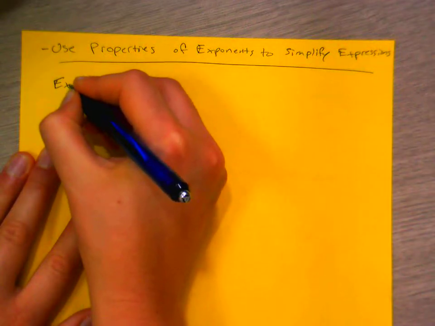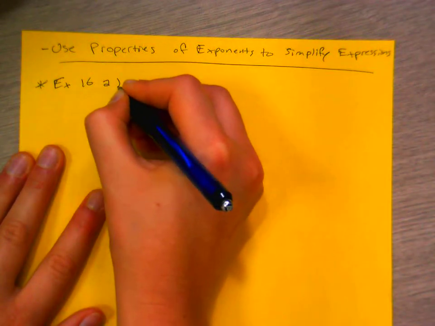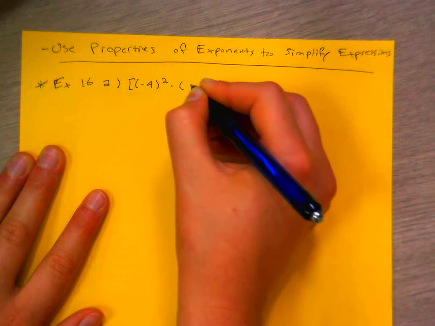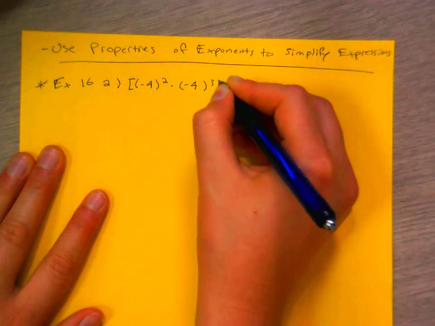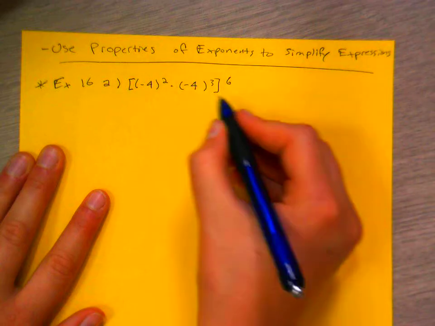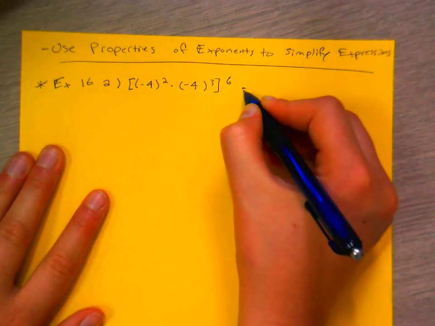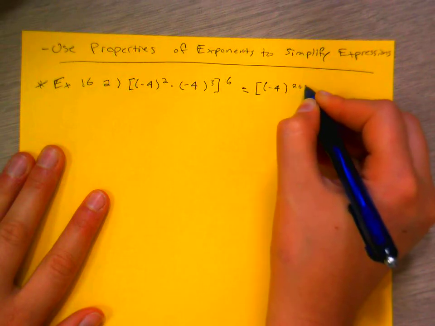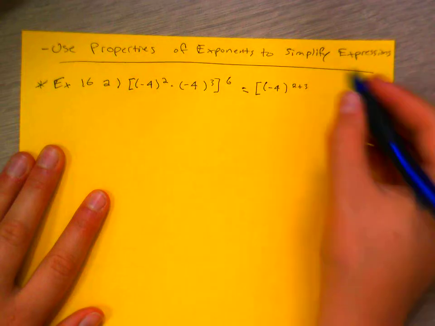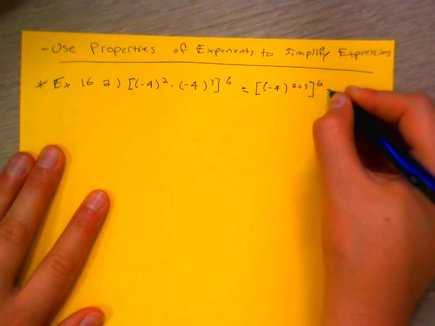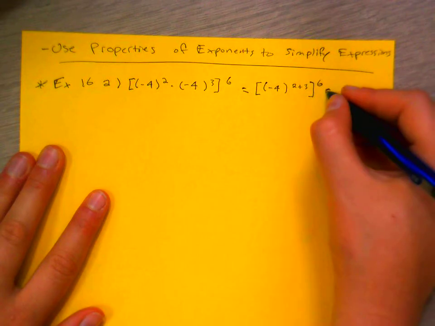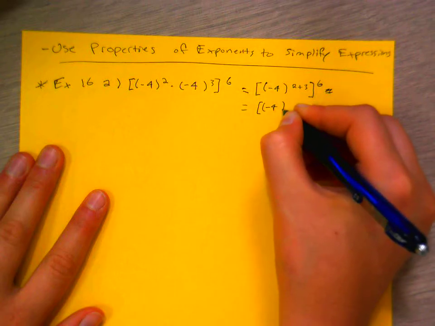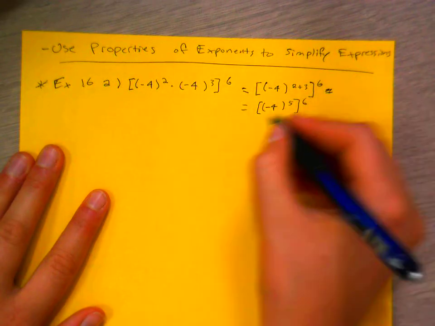Here is example 16. A, it says negative 4, notice inside the parentheses, squared, times negative 4 inside the parentheses, cubed, whole thing in parentheses to the 6. First, let's evaluate what's inside. Let's combine those together. So we get negative 4 to the 2 plus 3, because remember when they're multiplied, we add the exponents, whole thing to the 6, equals negative 4 to the power of 5, whole thing to the power of 6.